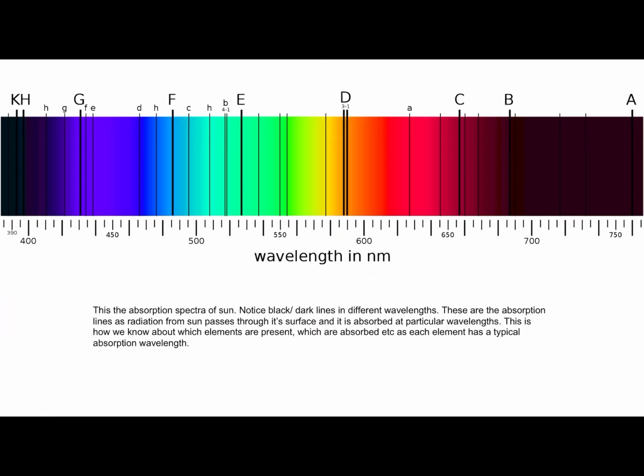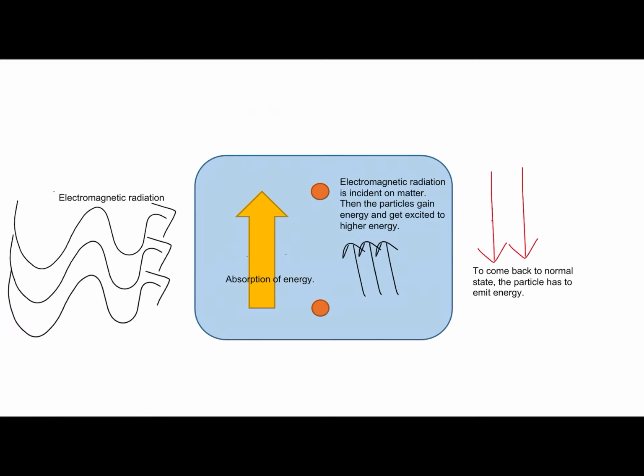This is the absorption spectra of the sun. Notice the black or dark lines in the different wavelengths. These are the absorption lines, as the radiation from the sun passes through its surface and is absorbed at a particular wavelength. This is how we know which elements are present, which are absorbed, etc., as each element has a typical absorption wavelength.